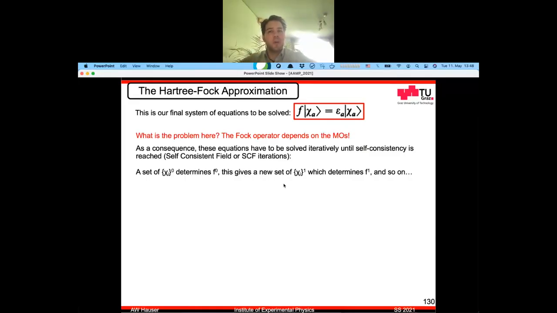You do it once for your basis set, and then in the SCF procedure, the only thing that continuously changes are the coefficients in the linear combination, and you don't have to do the integrals again and again.